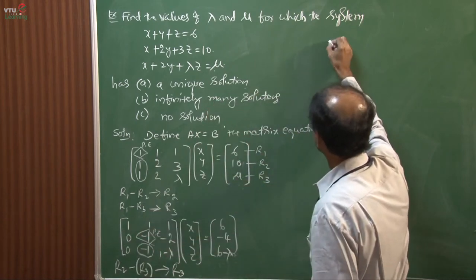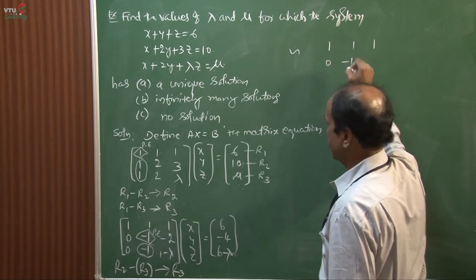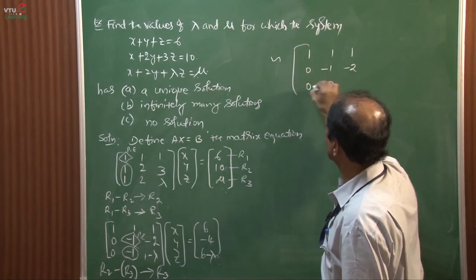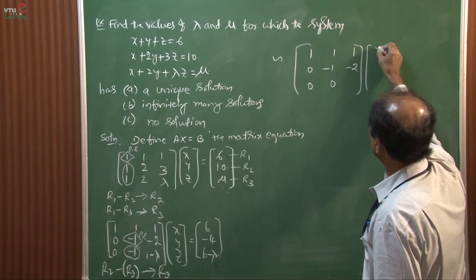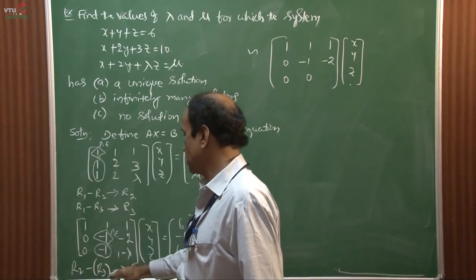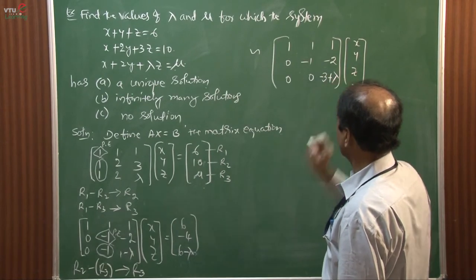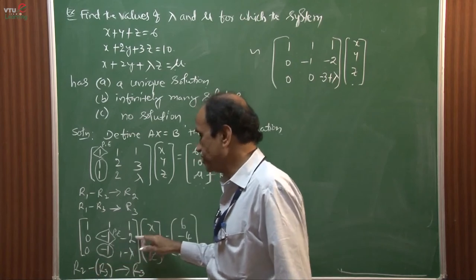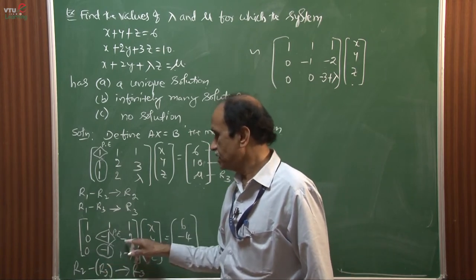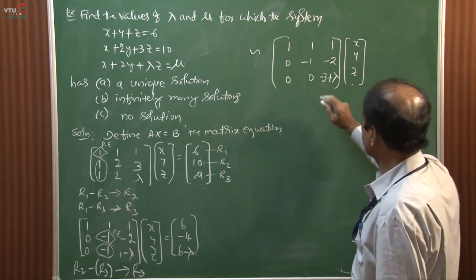Here first row is same, that is equivalent to 1, 1, 1. This is 0, minus 1 and minus 2, and this is 0, this is 0, right? And x, y, z should be, here it is R2 minus R3. R2 means minus 2, minus 1. It is minus 3 plus lambda, because R2 minus R3 means R2 is already minus 2, and R3 is 1 minus lambda, with the minus, minus 2 minus of this much is minus 1 makes us minus 3, and inside that makes us plus sign.